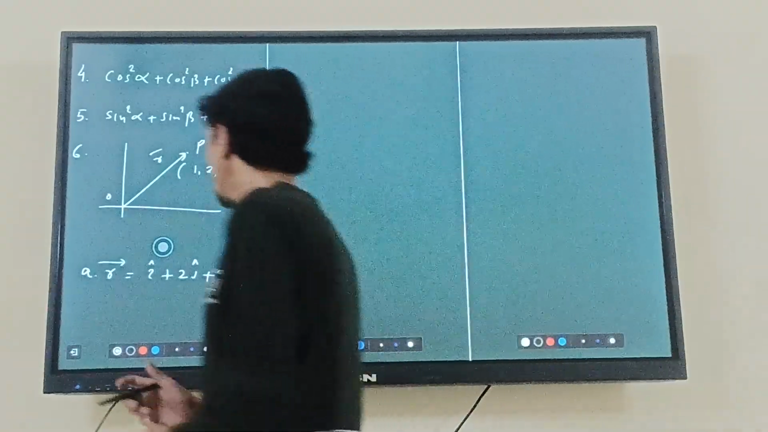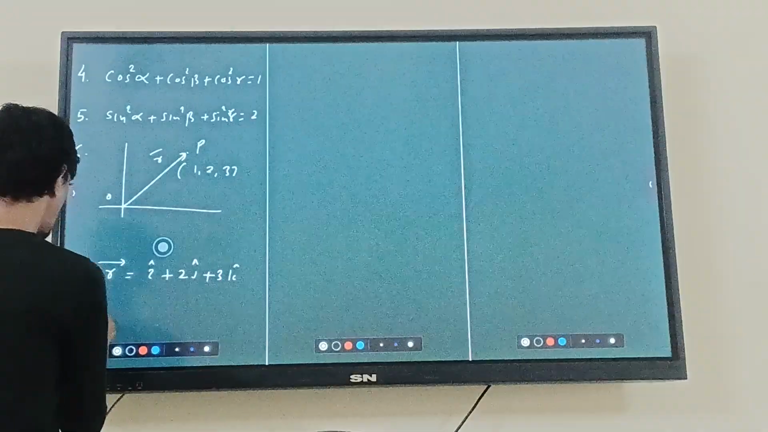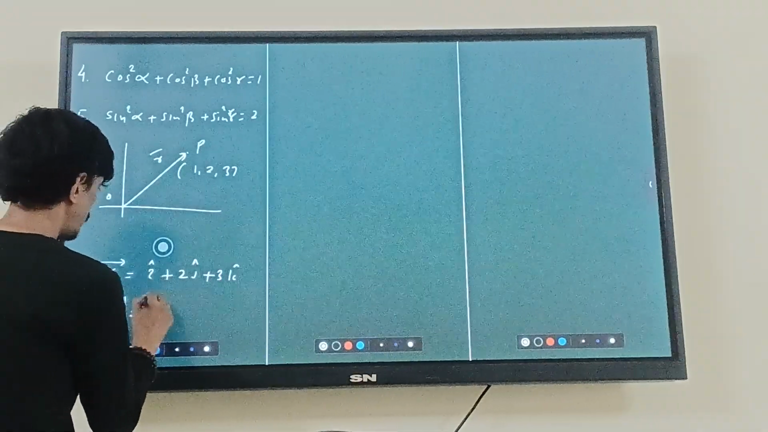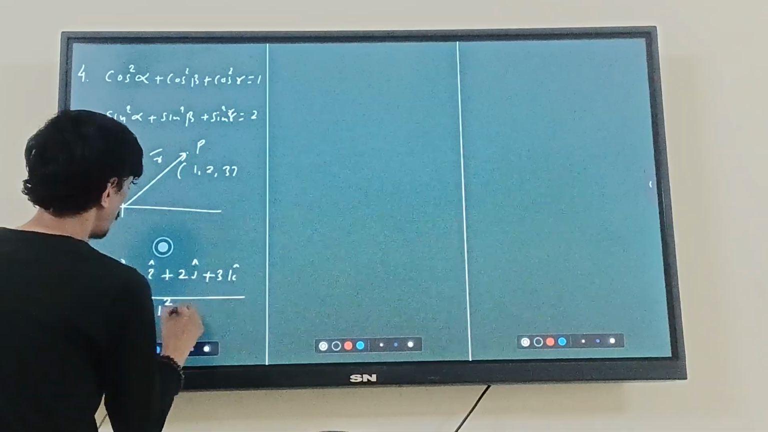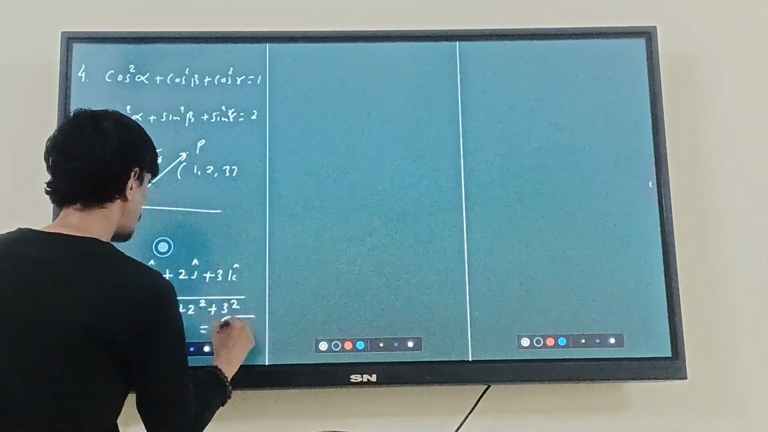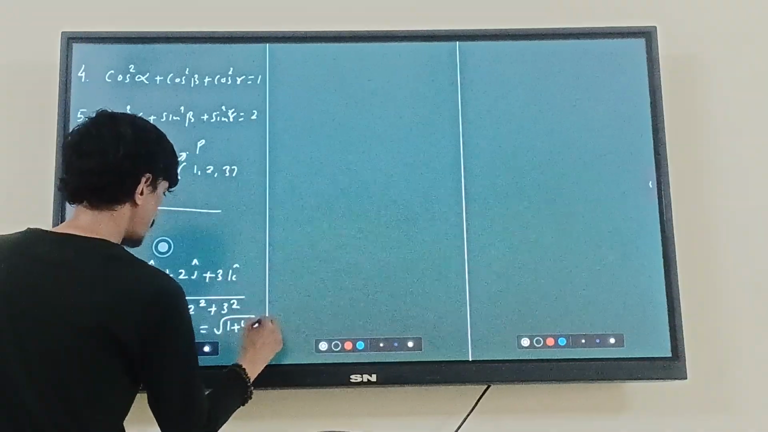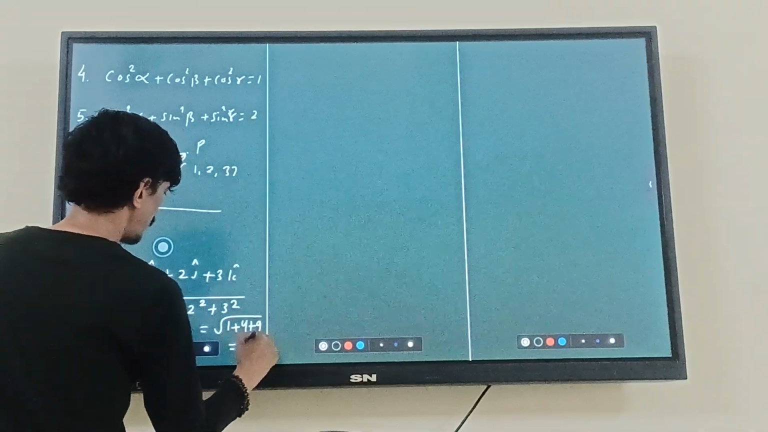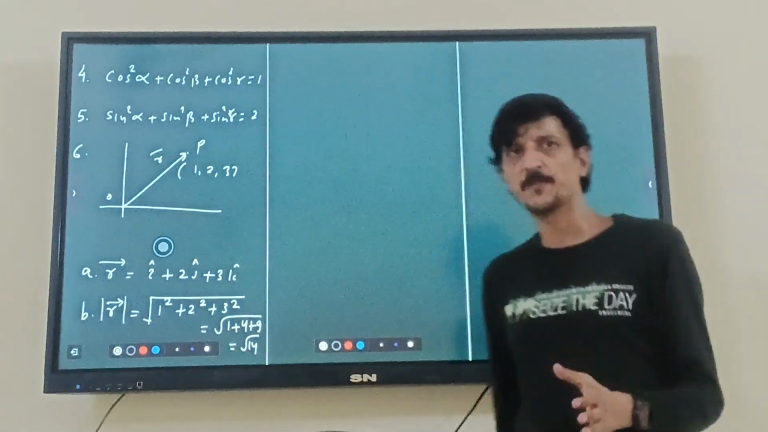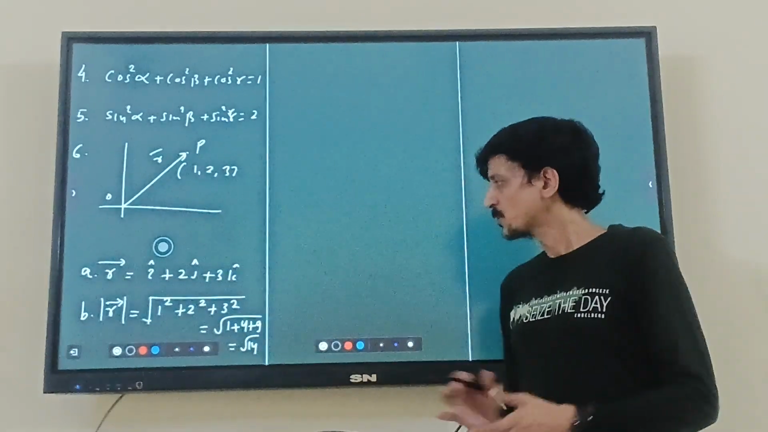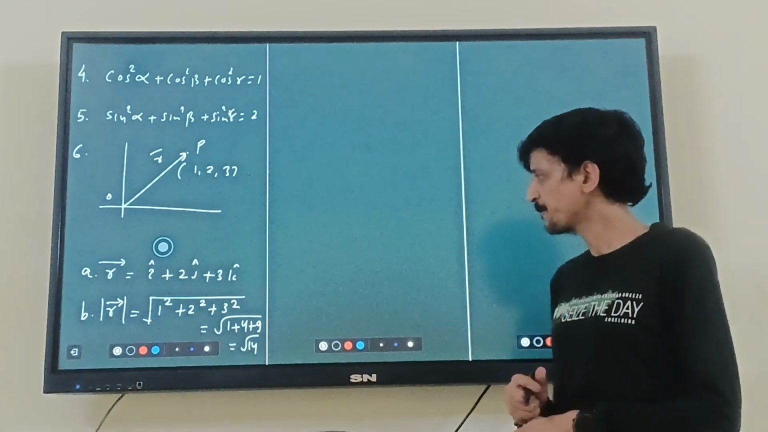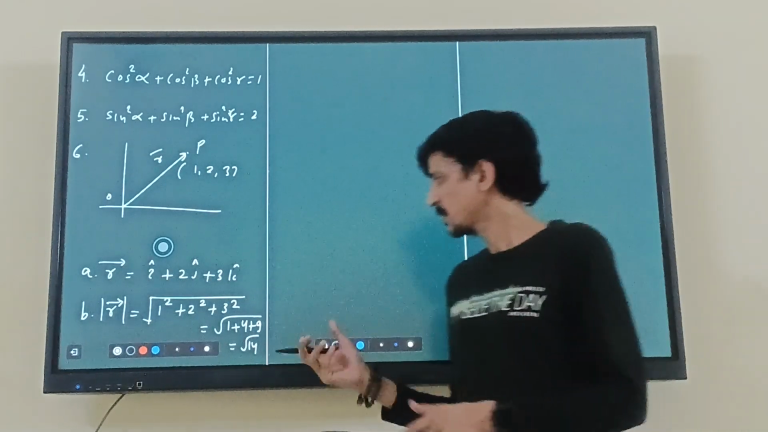The first part is done. Second part is, if we are asked the magnitude of this position vector, or distance from origin, this will be equal to root under 1 square plus 2 square plus 3 square, and after solving we get 1 plus 4 plus 9. So that will be equal to root 14. It will be about 3.8, because square of 4 is 16, so it will be a bit less than that.